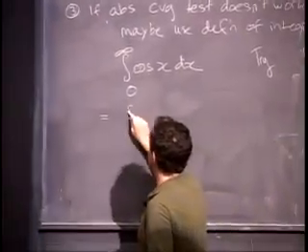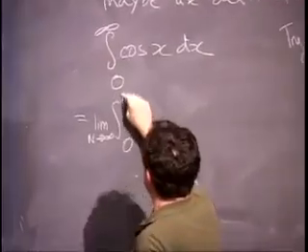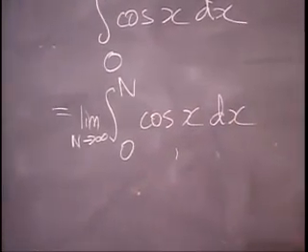which was to write this as the limit as n goes to infinity of the same thing. But since we already did that, I'm not going to do it again.